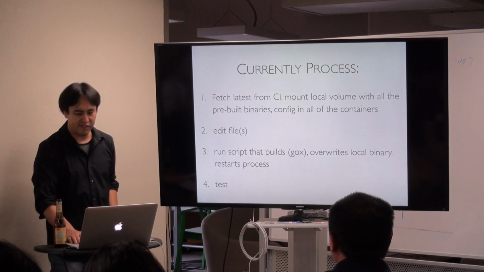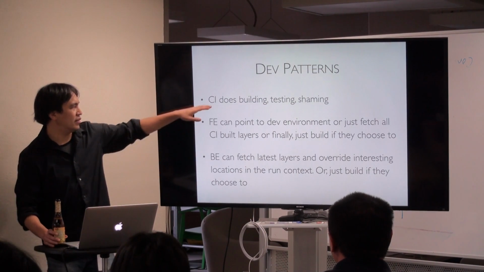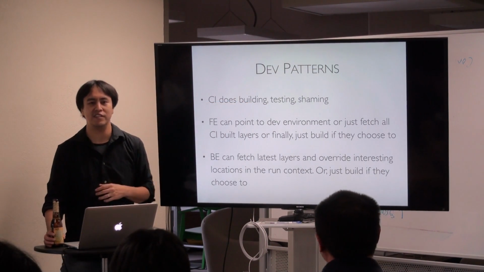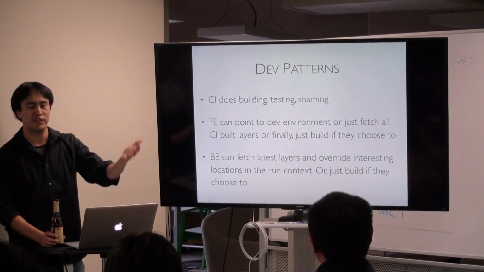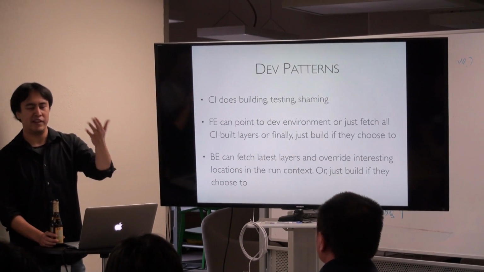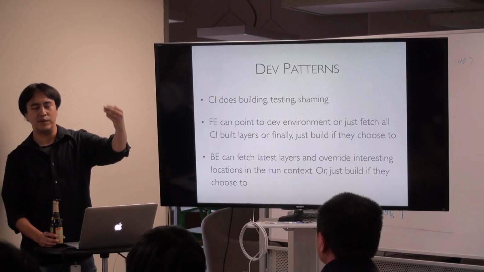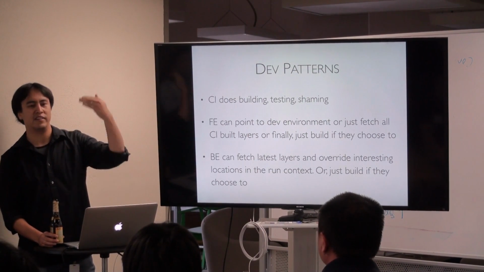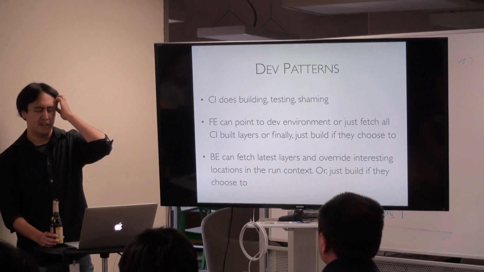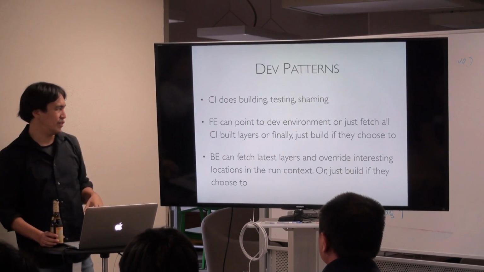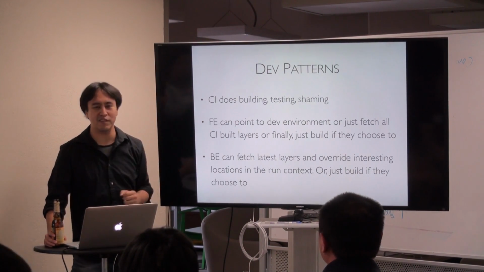The dev pattern that we found really works is that you want your continuous integration system to be building your containers every time you check in and make an edit to the Dockerfile. You can build it locally, but the continuous integration, your Jenkins or whatever, has to have a record of all the containers that you build for the most part. It does the testing and the shaming if necessary.